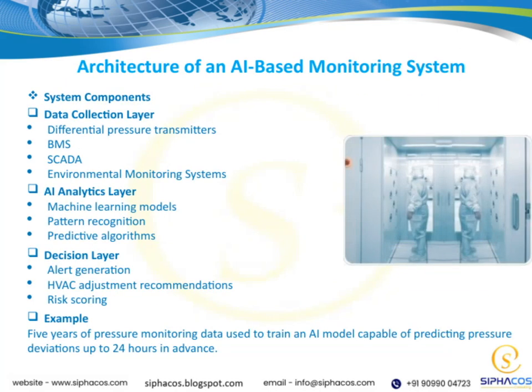Let's break down the architecture of an AI-based monitoring system into 3 key layers. First, the data collection layer, where sensors like differential pressure transmitters, building management systems, and environmental monitors gather real-time information. Next, the AI analytics layer. This is where machine learning models analyze patterns and run predictive algorithms to make sense of the data. Finally, the decision layer. It generates alerts, suggests HVAC adjustments, and scores risks. For example, using 5 years of pressure data, the AI can predict deviations a full day ahead.